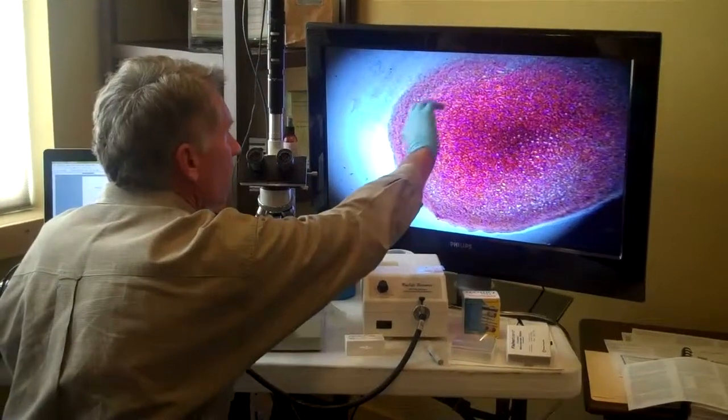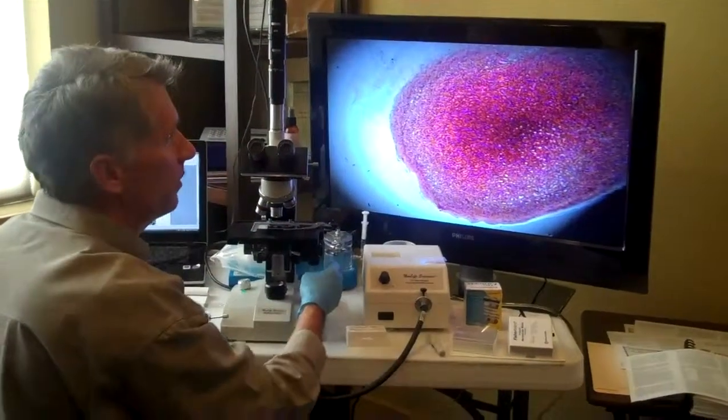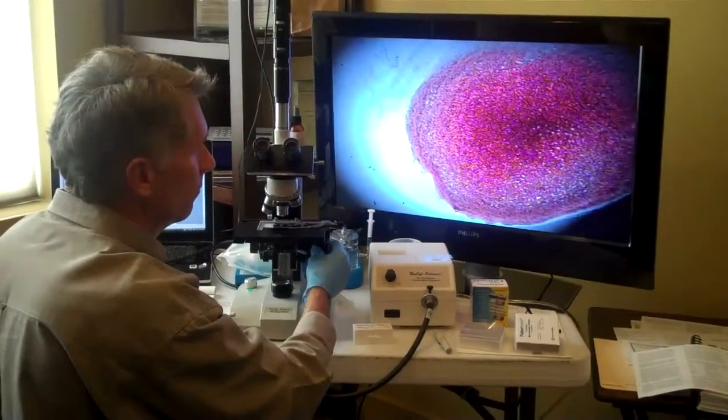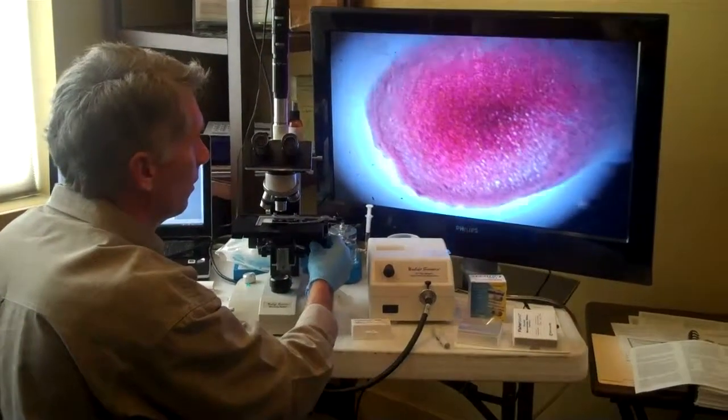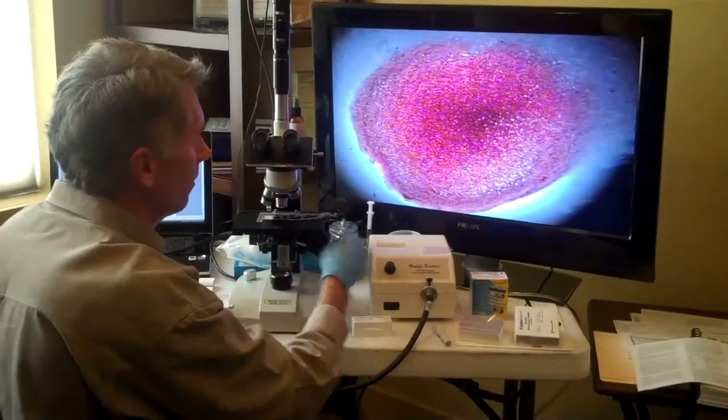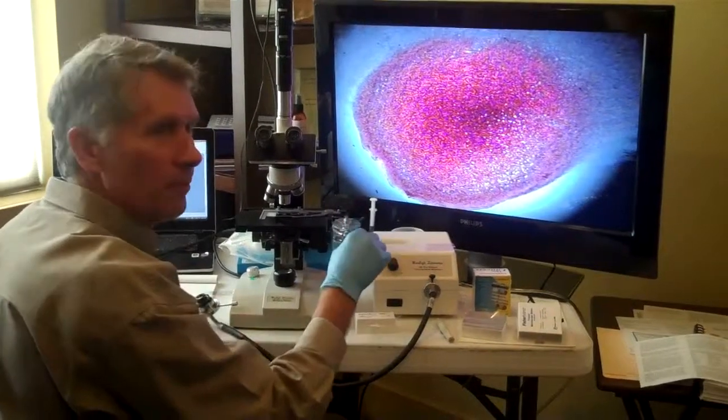And the way it has some rings, the lymphatics could be a little better. So every sample's a little different.